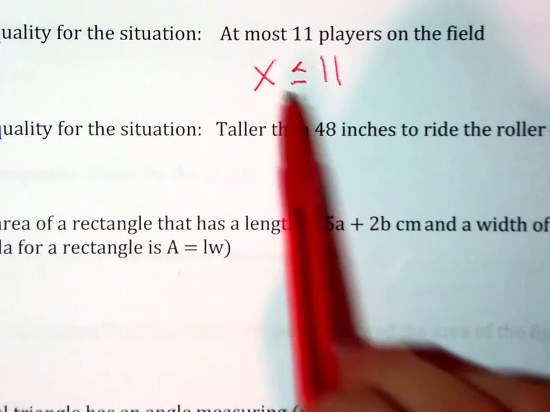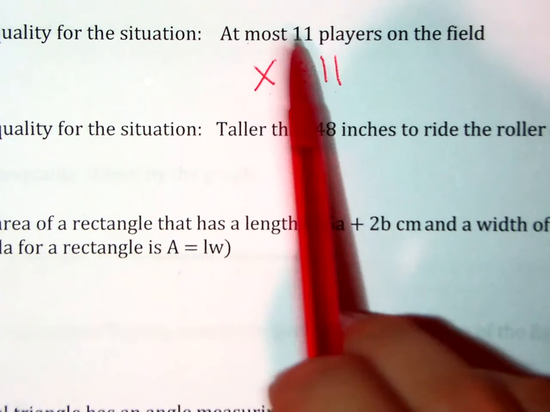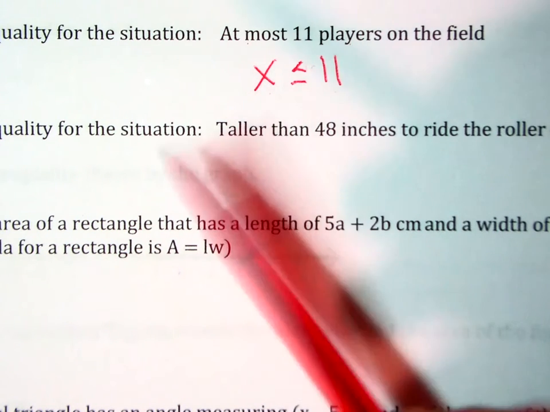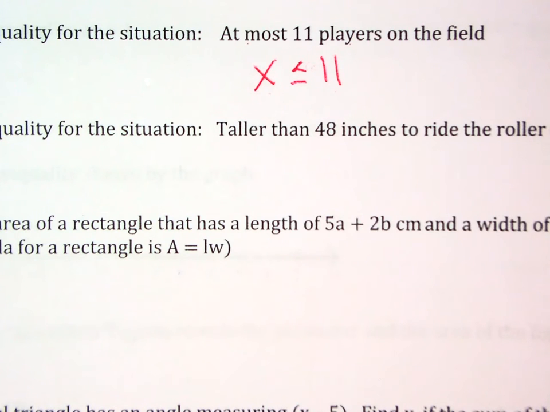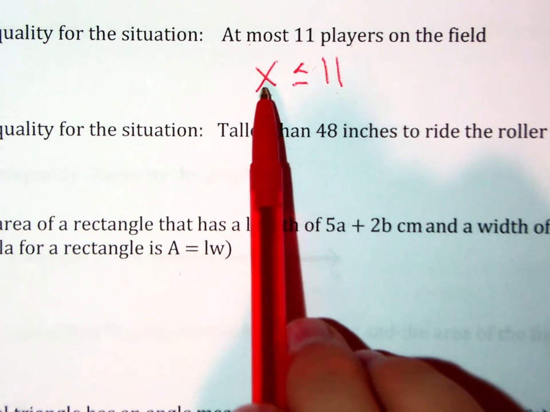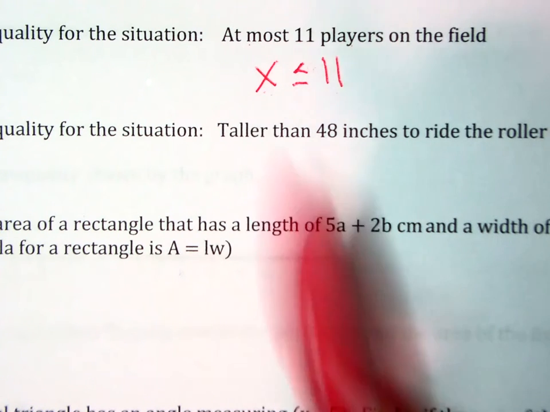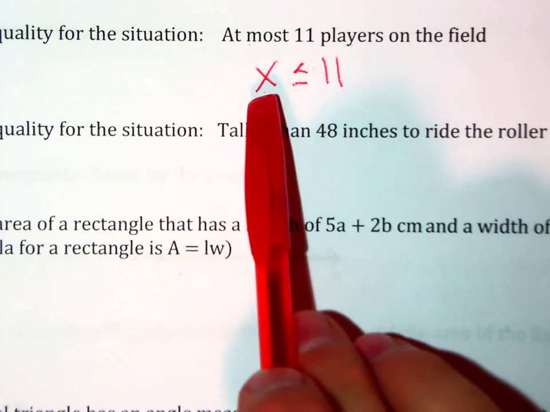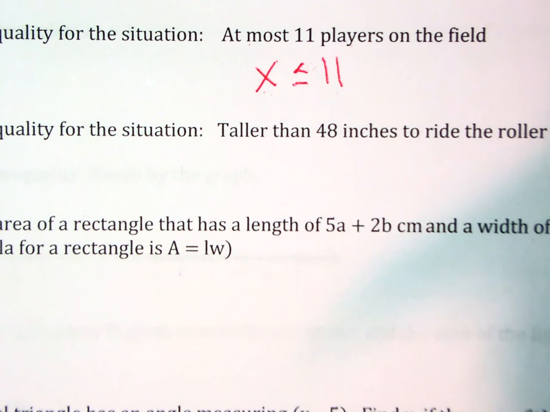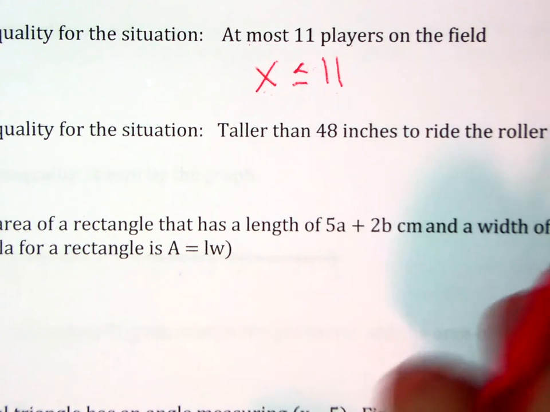Now, one of the things I like to do is check my solution. So at most 11 players can be on the field. I can check this by saying, well, can 10 players be on the field? Logically, that makes sense, but then let's check it in my inequality. If I plug in 10 for x, then I would have the inequality statement that says 10 is less than or equal to 11. Is that true? Yes, it is. So I have accurately set up my inequality statement.